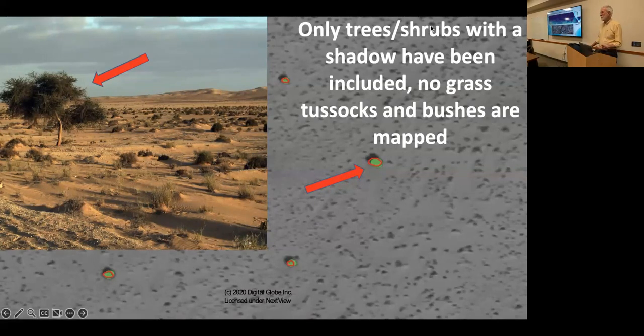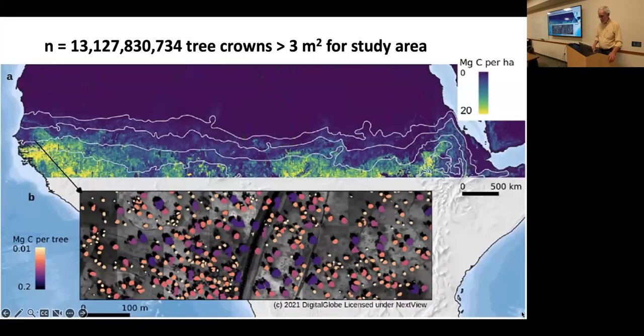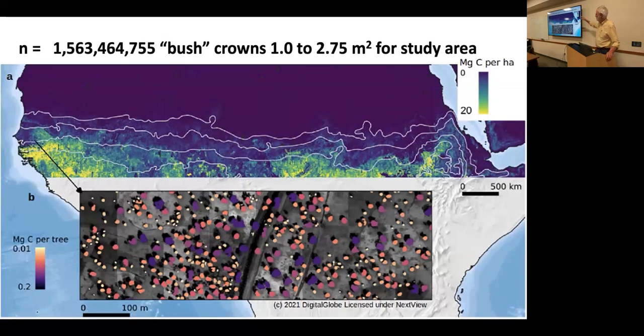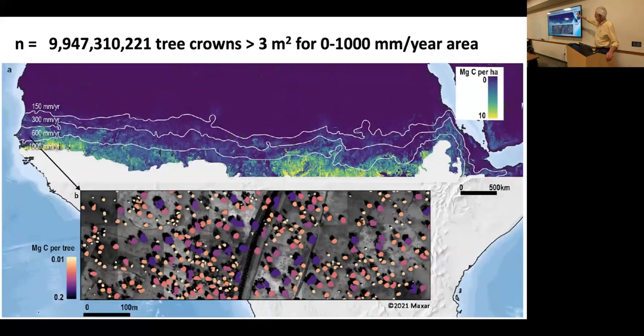Okay, so we mapped a total of 13.1 billion trees in this area, going from 9.5 north to 24 north. Now, we also mapped 1.6 billion bushes of crown areas between 1 square meter and 2.75 square meters. We don't include those in our study. And for this paper, we dealt with 9.9 billion trees from the 0 to 1,000 millimeter per year precipitation zone. So this is clearly a semi-arid application of what we did.